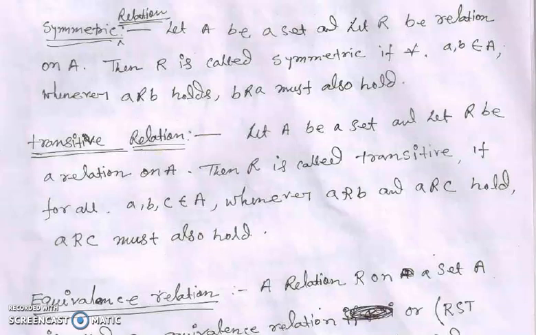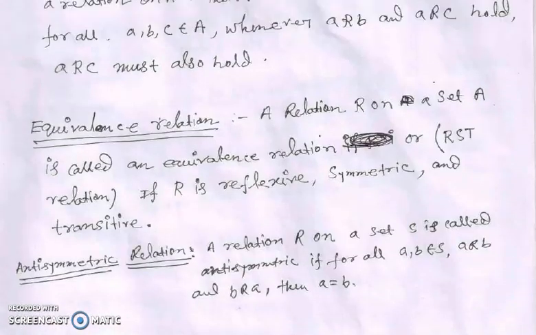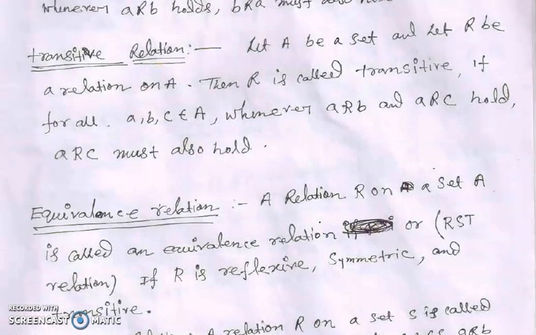It may happen that a relation is reflexive but not symmetric and not transitive. It may happen that a relation is symmetric but not reflexive and not transitive. It may happen that a relation is transitive but not reflexive and not symmetric. That totally depends on the example. It may also happen that all three properties hold. If all three relations hold, then the relation is called an equivalence relation.